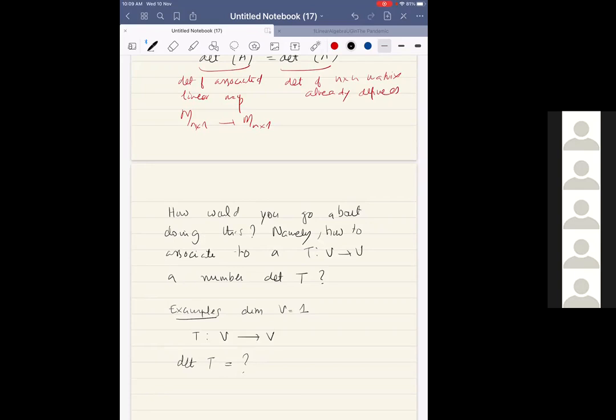Any thoughts? Sir, I have a thought. T is linear, so any vector v in V goes to lambda v. So T is just lambda. But if I take another vector, that could go to some lambda prime v. Both have to be equal, lambda equals lambda prime. Why is that? Because... wait, I need to think about it.